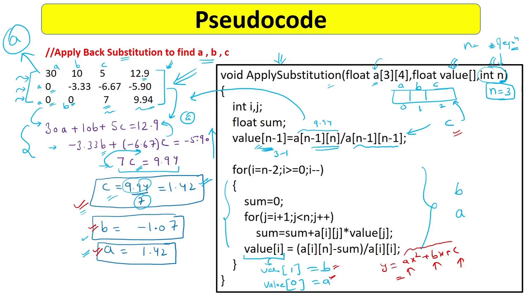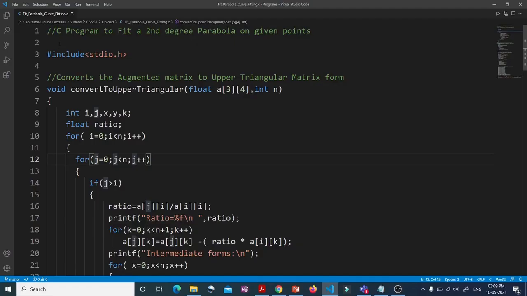Now I hope that you have understood the pseudocode, and if you have not understood some part, then please rewind this video and check it again. Now let's see the C program for this method. This is the C program for the implementation of this method.